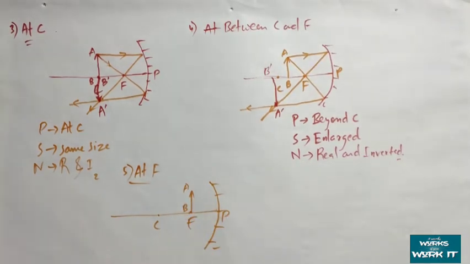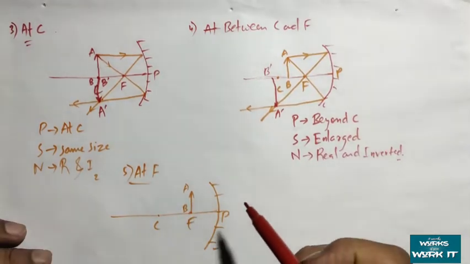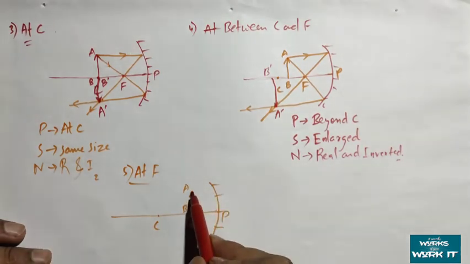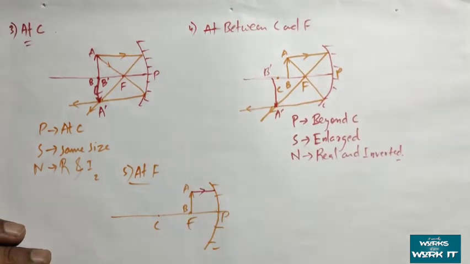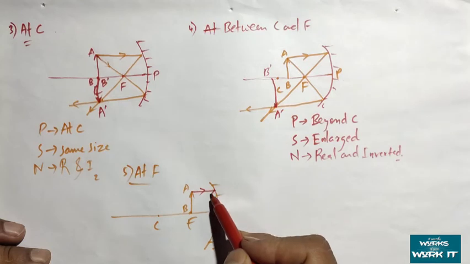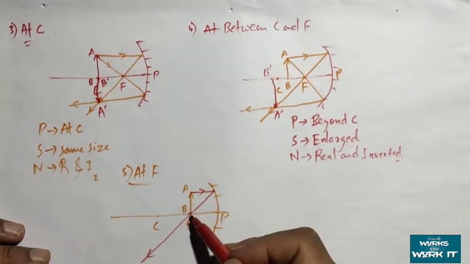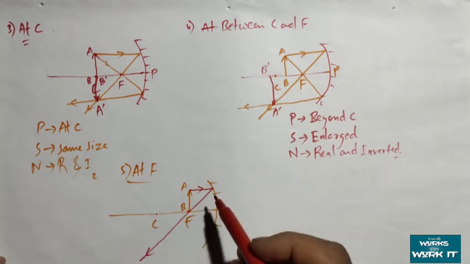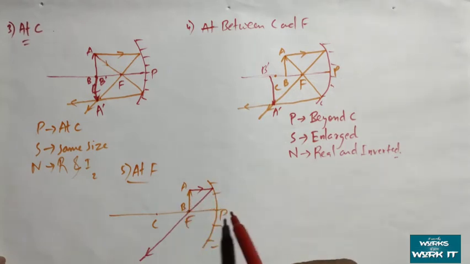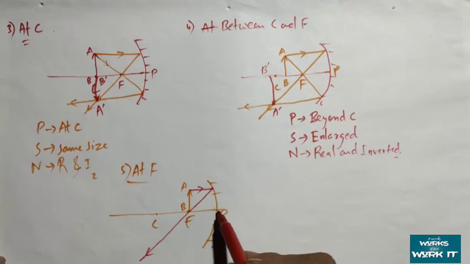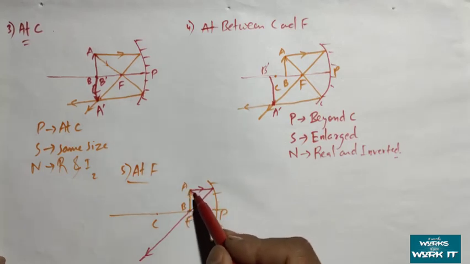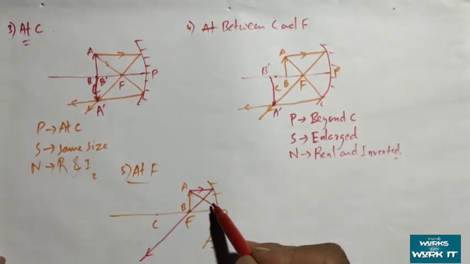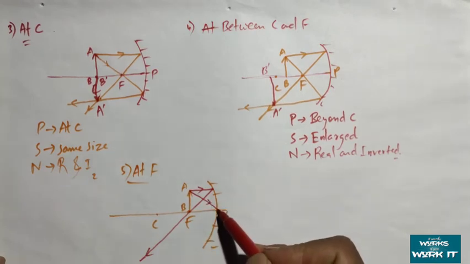Object name is AB. Okay, so now first rule, what it tells, that it will go parallel to the principal axis, and then after reflection it will go through the principal focus. Okay, so next light rays, what is the point in front of the object here? Now it is the point P. Okay, so now here the light rays will fall in pole.